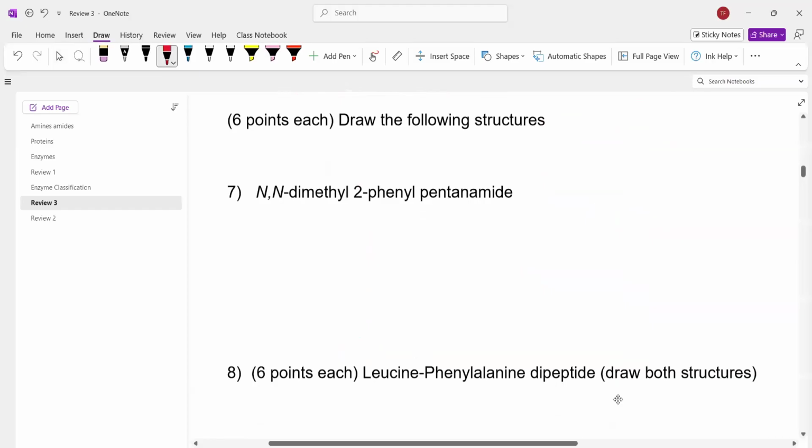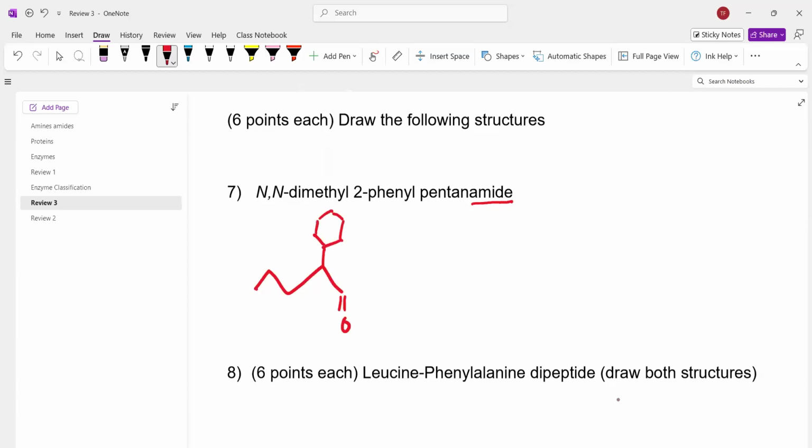Okay, so we have an amide here. So we have a 5-carbon backbone. And on carbon number 2, there is a phenyl group. And on the nitrogen, we have 2 methyl groups. So again, this is the backbone. These would be secondary backbones over there.